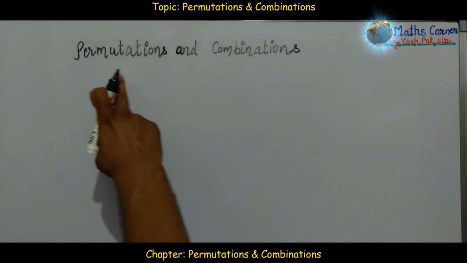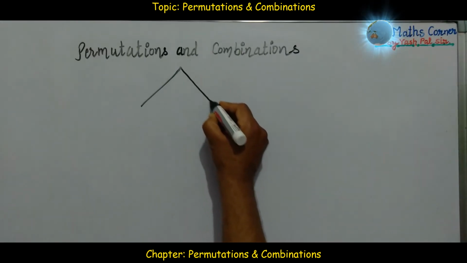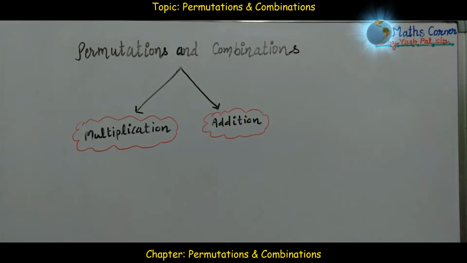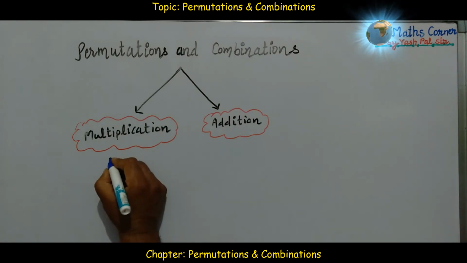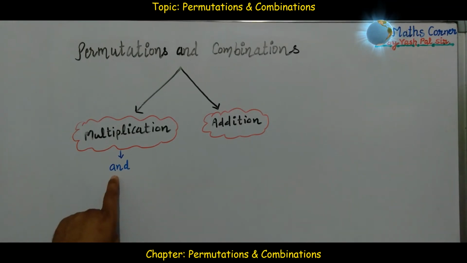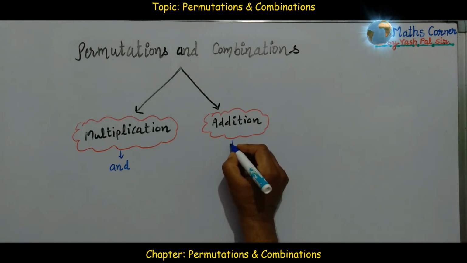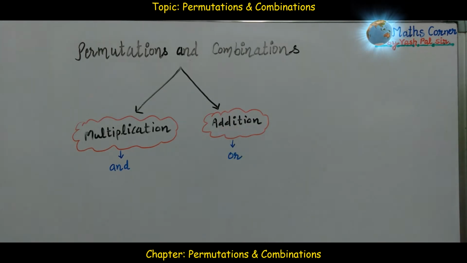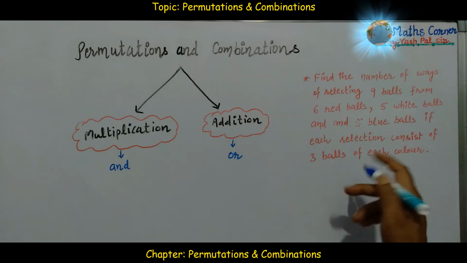Now in the chapter permutations and combinations, two words are very important. What are they? Multiplication and addition. In simple words, if this word 'and' is given, then we use the multiplication symbol, whereas if the word 'or' is given, then we use the addition plus symbol. To understand this multiplication and addition, let us take one example. We take the help of this example question.